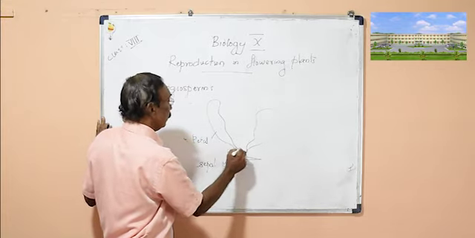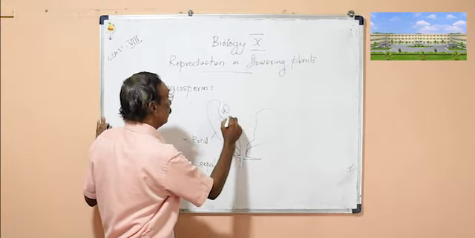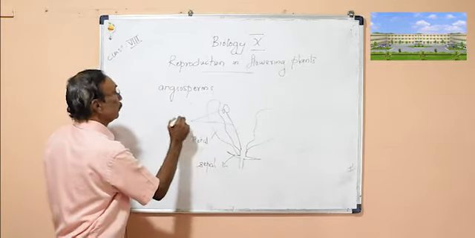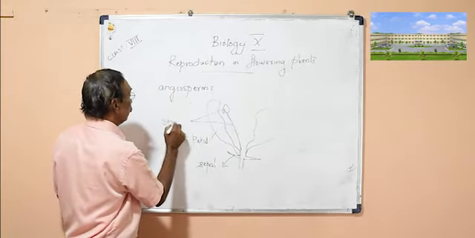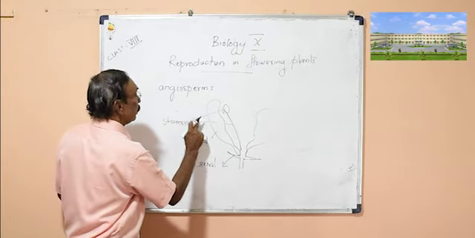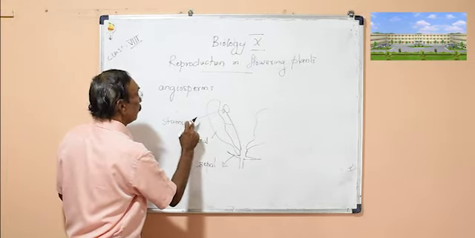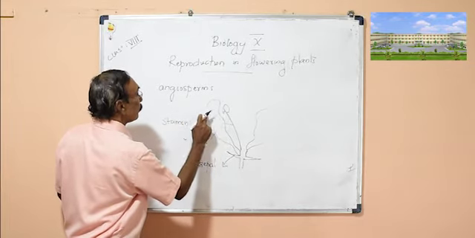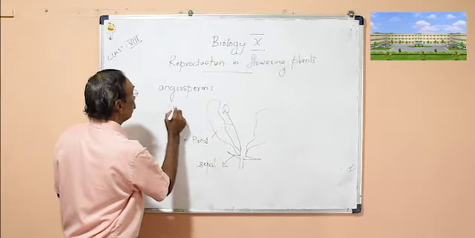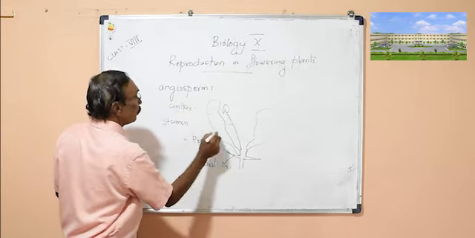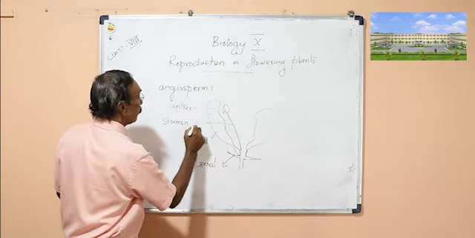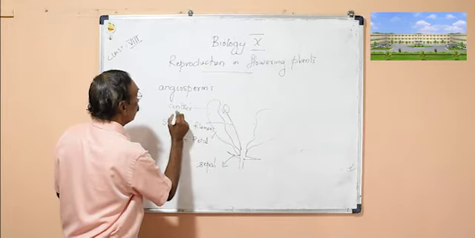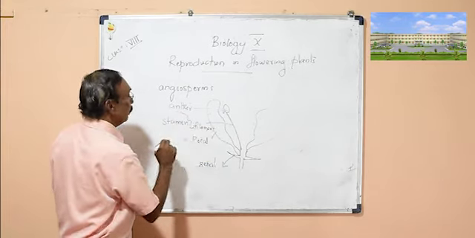Then there is the stamen. A stamen has a filament plus an anther. This together is called a stamen. This is a filament. This part is called the anther. This is the filament. These two parts together are called the stamen.